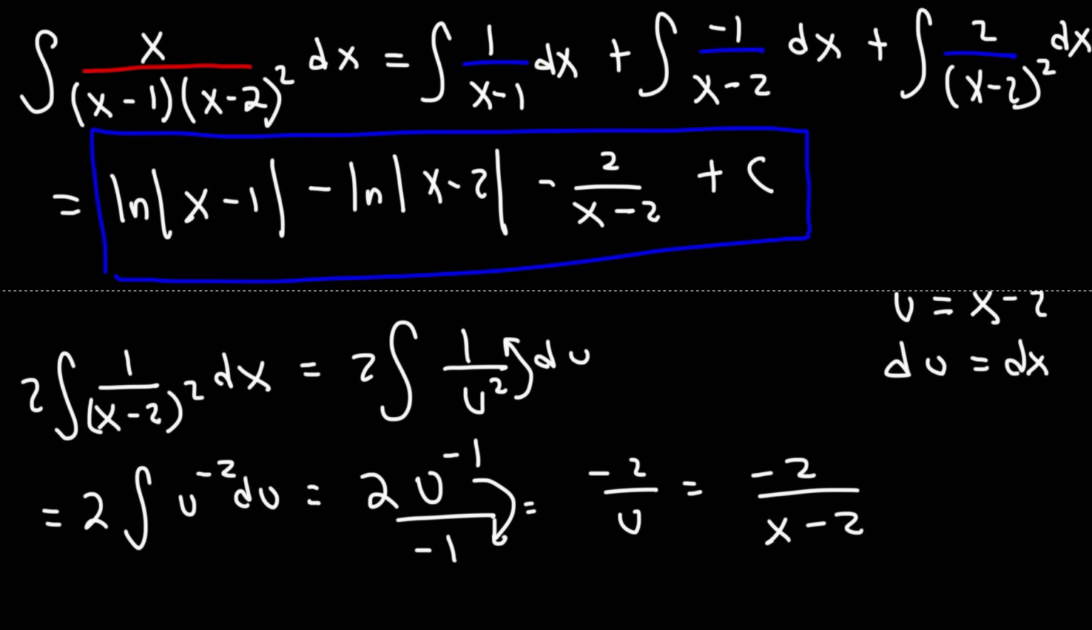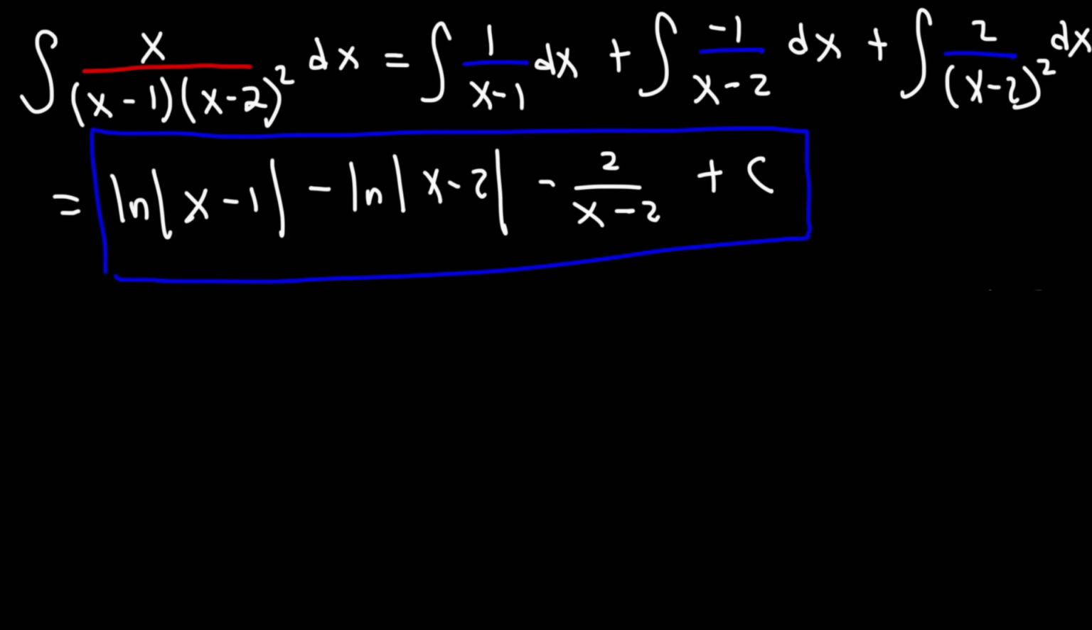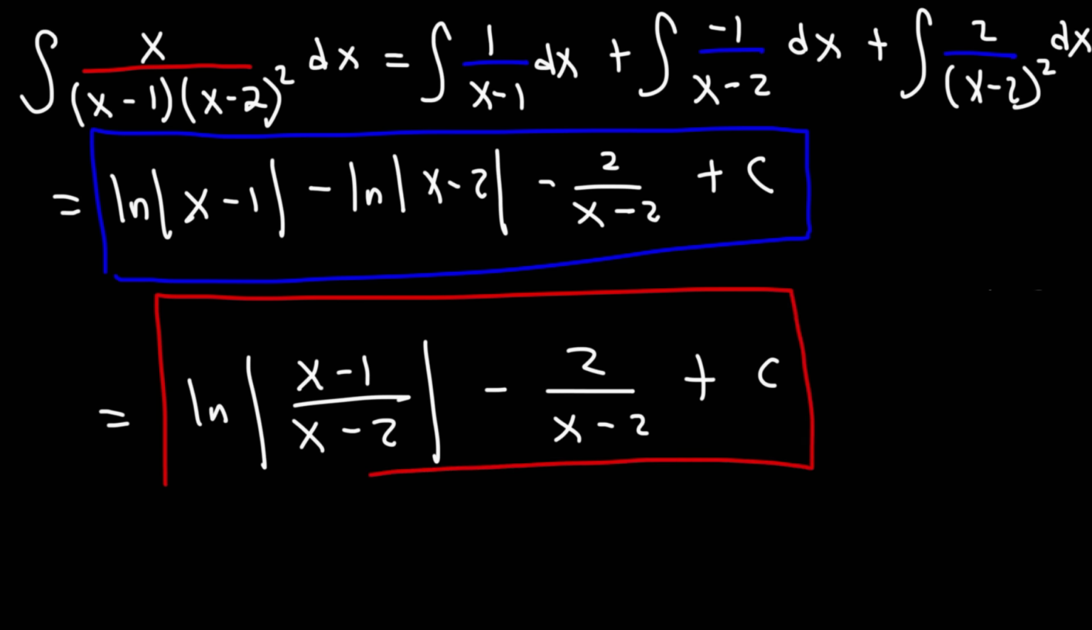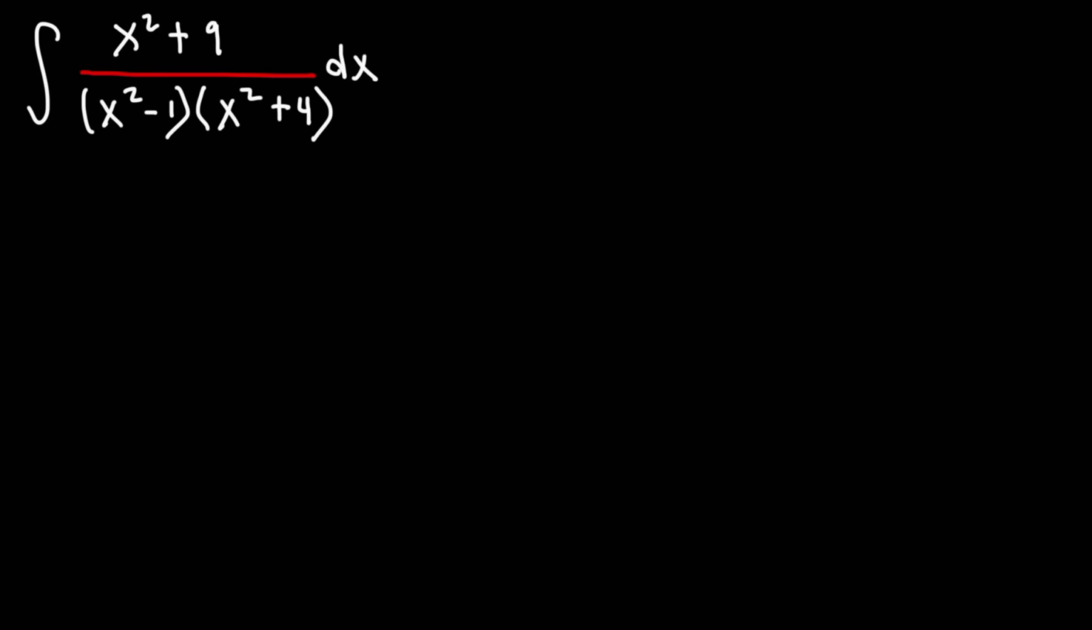Now, if we want to, we can write the two log expressions as a single log. So we can write it as ln of x minus 1 over x minus 2, and then minus 2 over x minus 2 plus c. So we can leave the answer like this if we wish. So that's it for problem number 3.